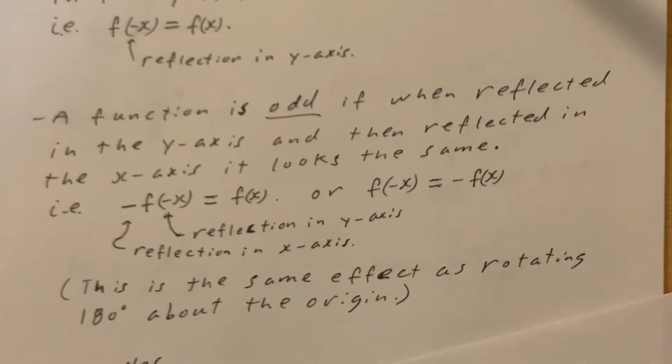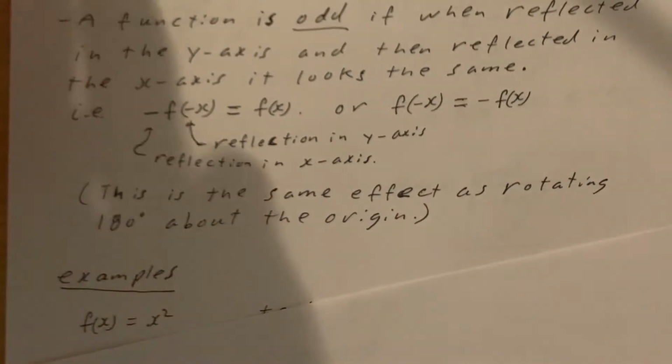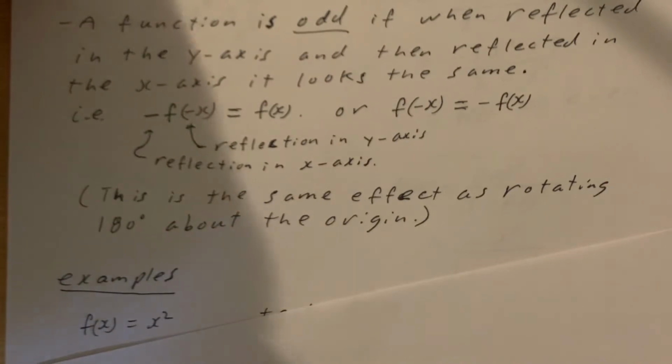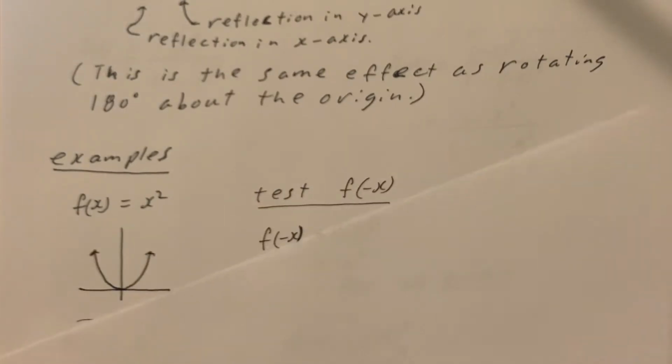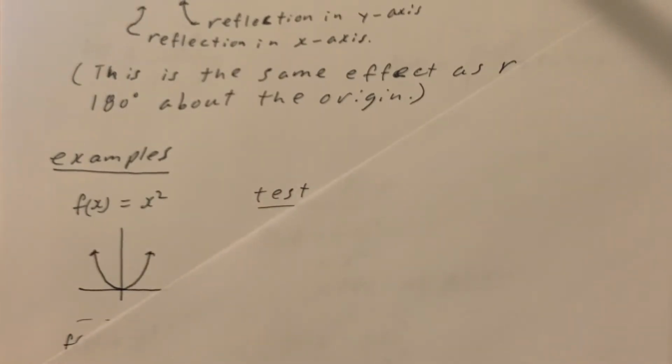First example, f of x equals x squared. All right, so for f of x equal to x squared, well, we know what this looks like. It looks like this parabola here. Okay, so you can see that if it's reflected in the y-axis, it looks the same. So it should be even.